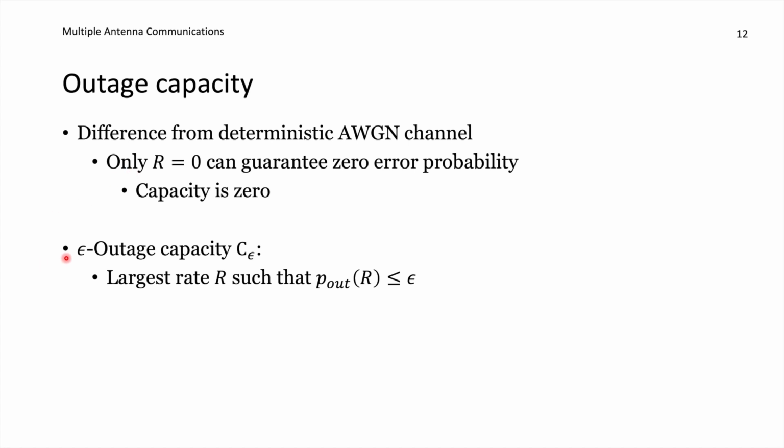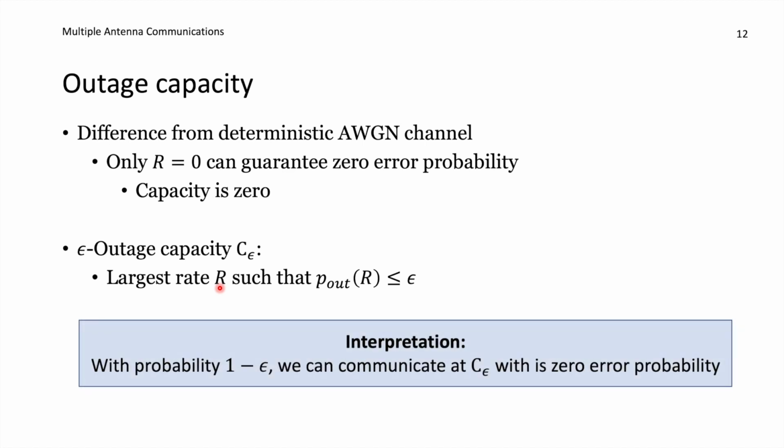And that is what the epsilon outage capacity is doing. So we denote it C epsilon, and it's the largest rate such that the outage probability for that rate is smaller or equal to epsilon. And we typically have equality here when we try to find the largest rate. So the interpretation is that with probability 1 minus epsilon, we can communicate at this outage capacity with 0 probability of error, while with probability epsilon, everything fails.